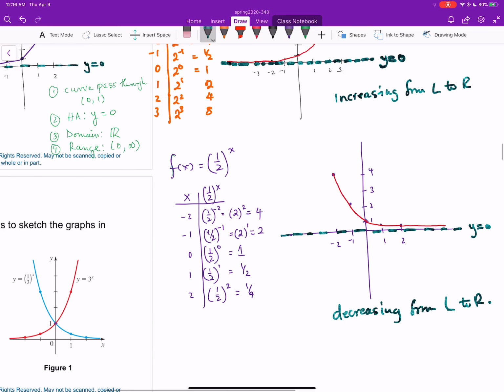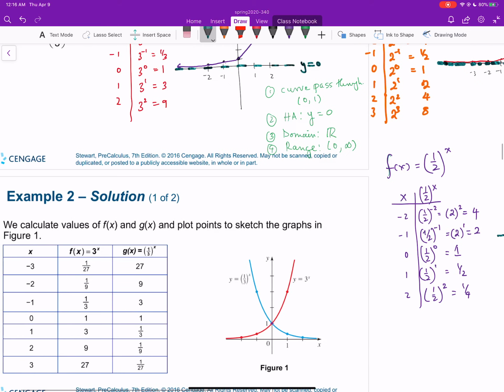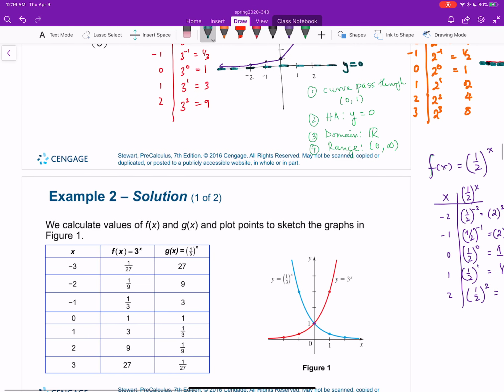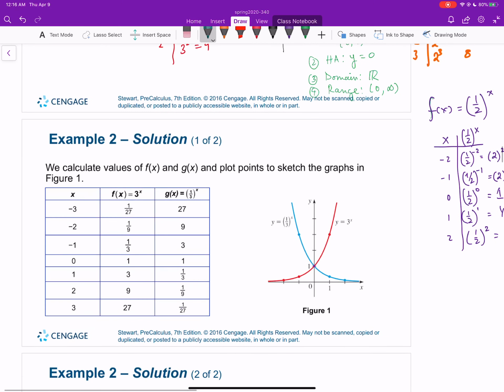Okay, so let's go back to the textbook and see what they did. They did a comparison between 3 to the x and 1/3 to the x, and they have both of the graphs drawn. One thing that is missing in the textbook is the horizontal asymptote, they didn't put that there. But when you are doing your work, make sure you put your horizontal asymptote right there so that everybody knows that you know that it's not going to cross that line.